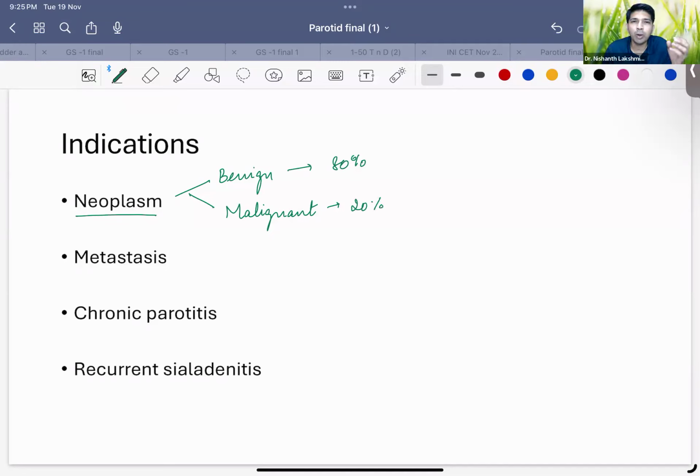And when I spoke to you about lymph nodes, all right. So if you're doing a lymph node clearance and if you have to remove the superficial parotid, that is also an indication for parotidectomy. So if there is metastasis from somewhere else which comes and sits on the parotid, and much rarer indications for surgery are chronic parotitis, recurrent sialadenitis, where one particular procedure has failed. Can you tell me what that procedure is? Second years. Praveen, Nikita.